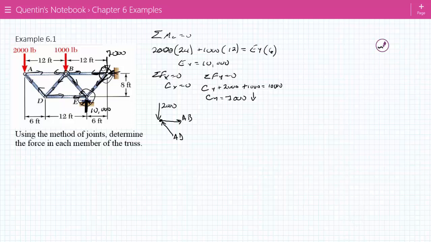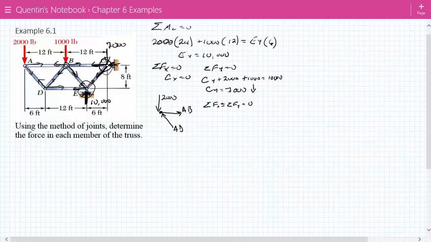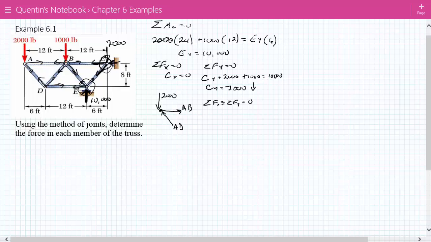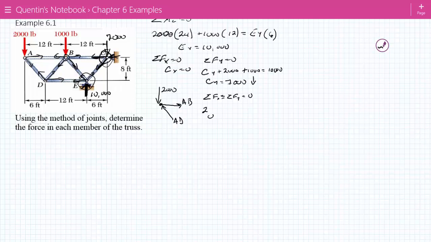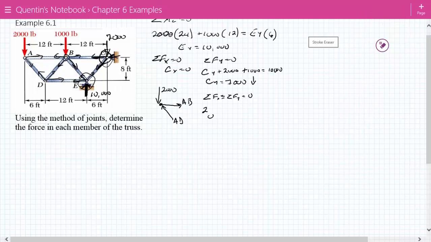So let's say the sum of the forces in X equals the sum of the forces in Y equals 0. Where am I going to start? I'm going to start with Y, because in X, AD has an X component and AB has an X component, and that's going to give me two unknowns. But for this problem, the only thing in Y is AD. So if I do the sum of my forces in Y, I'm going to have 2,000. Oh, that was not what was expected.